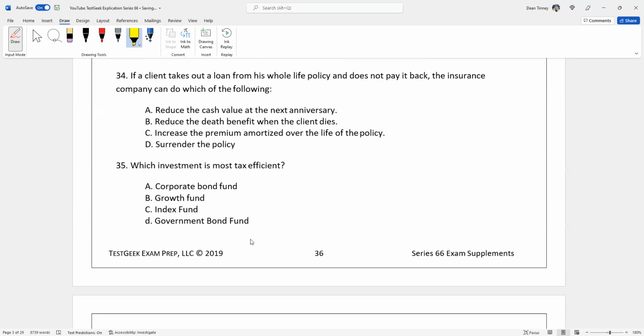If a client takes out a loan from his whole life policy and does not pay it back, the insurer can do which of the following? This is very much something to be aware of on the test. Definitely something to be aware of. I think this is a good poor man's flashcard. So again, that is high probability.